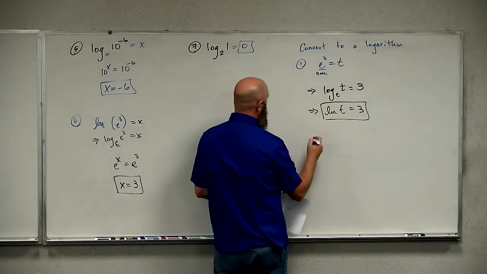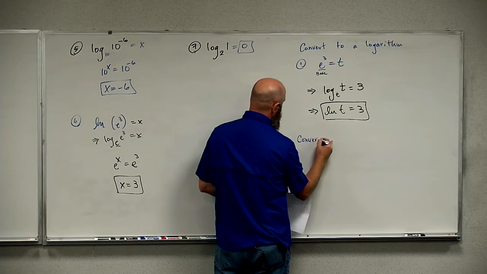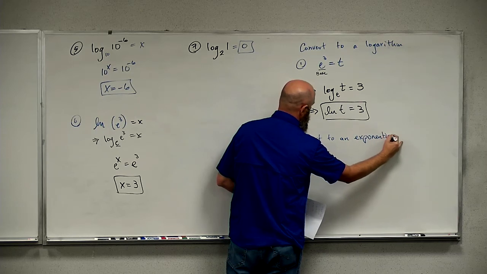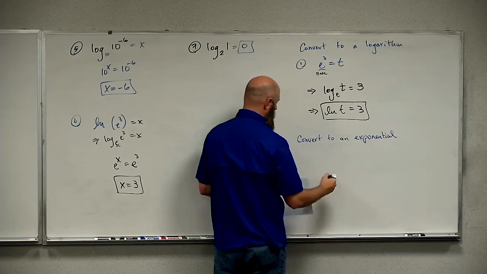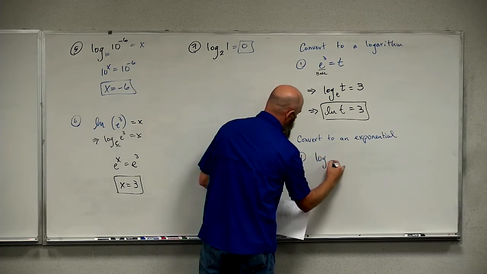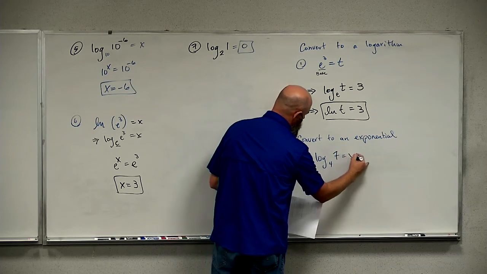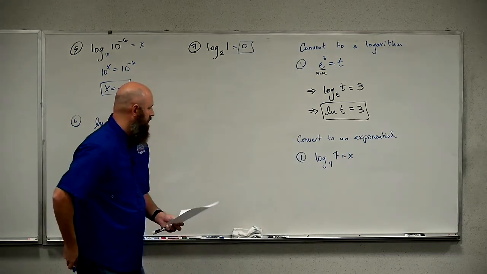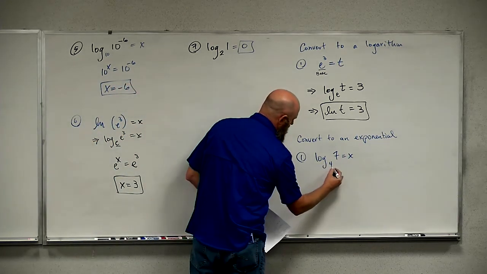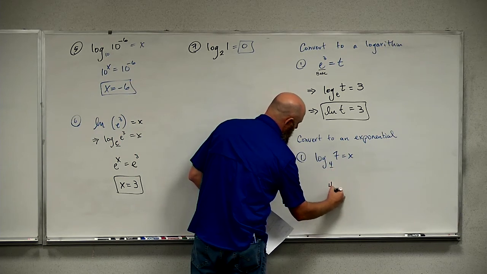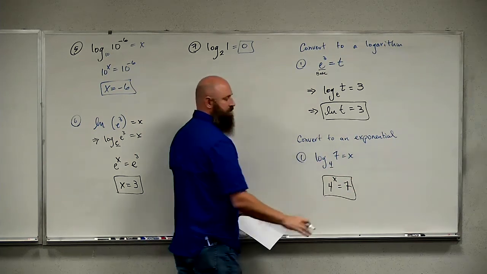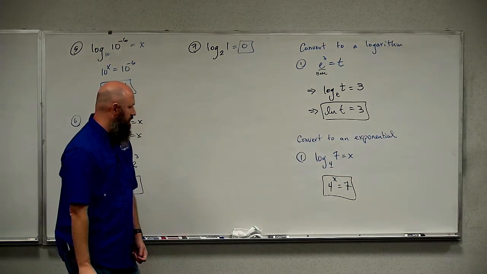If we can convert to a logarithm, we want to be able to convert to an exponential. So here we have log base 4 of 7 equals x. So just like we did earlier, here's our base. So we're going to have 4 to the x equals 7. And we're not solving, we're just converting is all we're doing there on those, okay?